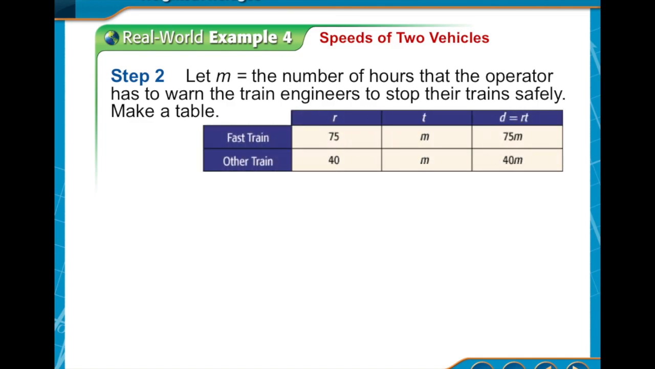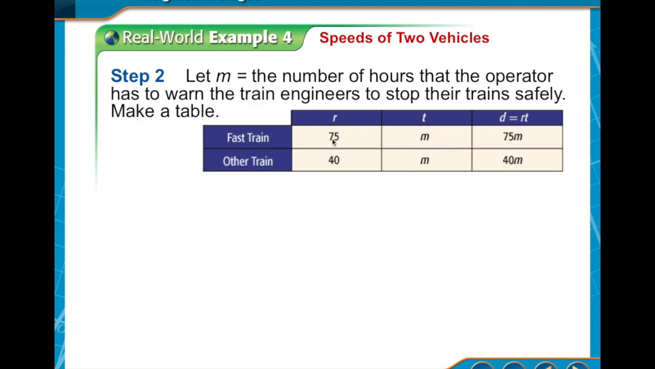So if we let m be the number of hours that the operator has to warn the train engineers to stop their trains safely, we can make a table. So the fast train, what is the rate? We have the fast and the slow one. Here we have our rate in miles per hour, the time, so how long they can warn them, and our total distance, which will just be our rate times time. And we talked about that already. So distance is always rate times time.